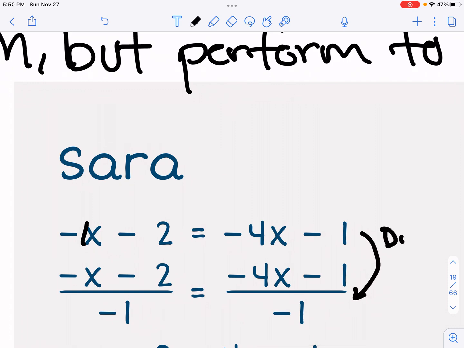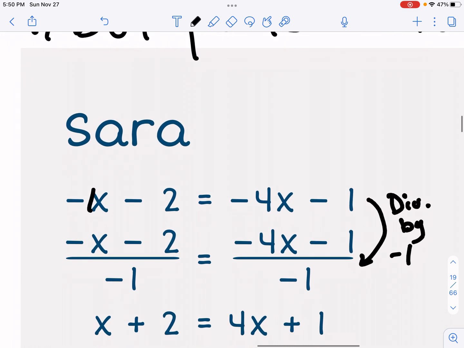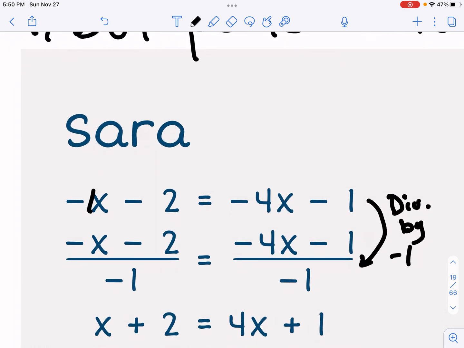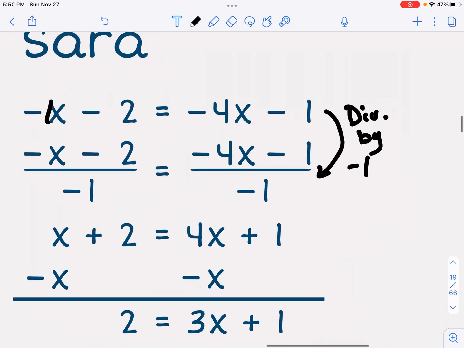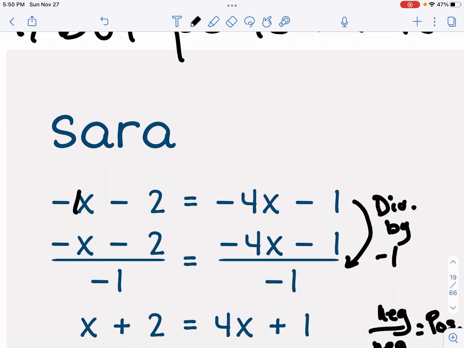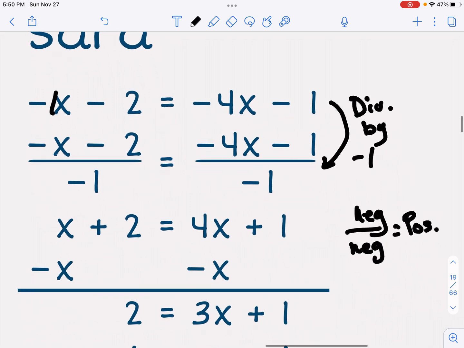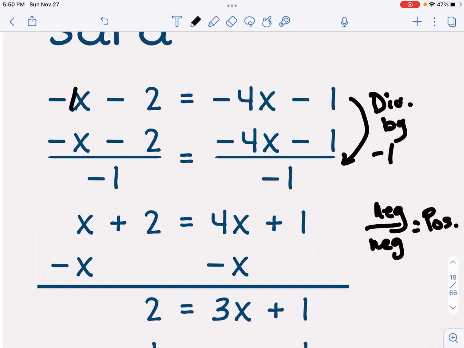Okay, let's divide by negative 1. Now, every single one of these terms is negative. And when you divide by a negative 1, what does that do? We get this equation. It changes everything to be positive because we know a negative divided by a negative is a positive. Actually, let's put that there. Negative divided by a negative is a positive. Okay. And I'd like to solve an equation where we have just positive numbers. I think that's probably easier to deal with. So that's what she decided to do.